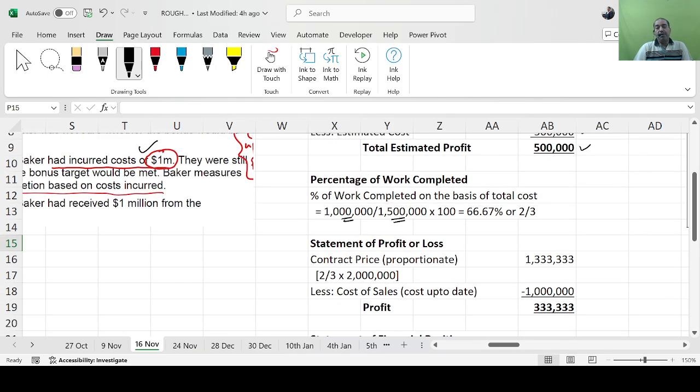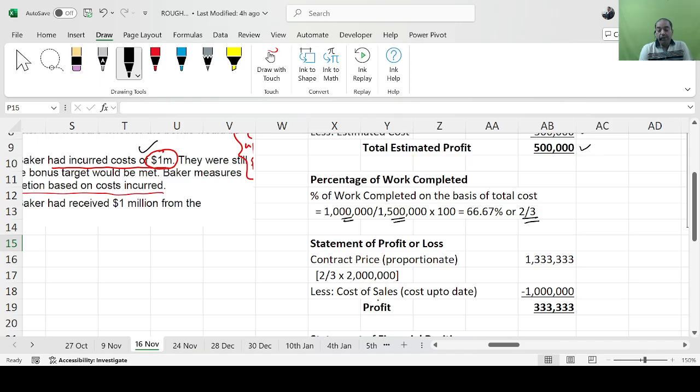Step number 3, statement of profit or loss. We are going the same order as what has been given in the book. No change. Absolutely no change. Statement of profit or loss. Contract price we have taken proportionately. What basis? 2/3 or 66.67% of $2 million. 2/3 of $2 million comes to $1,333,333. That is a proportionate amount of revenue recognized on the basis of the percentage of work completed. That 2/3 has come from here.